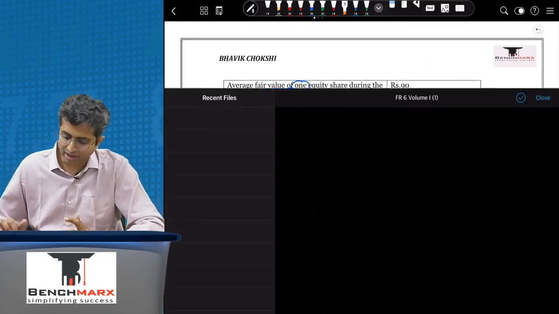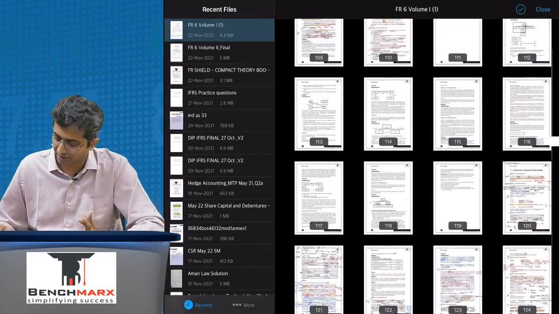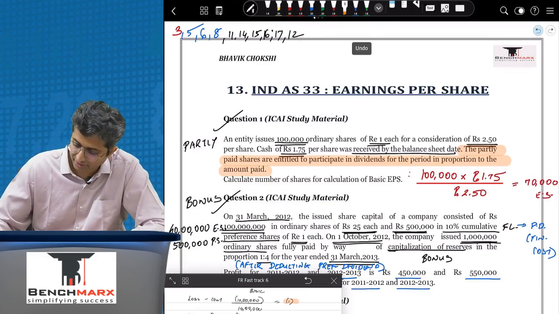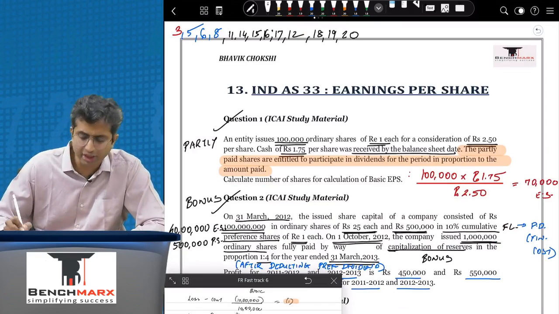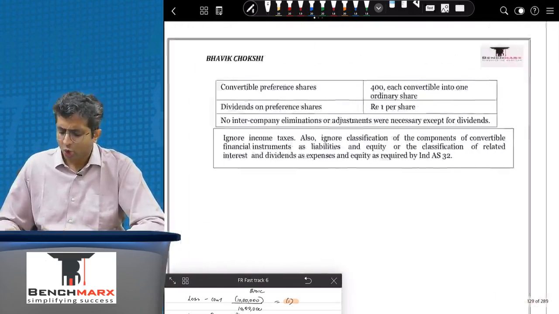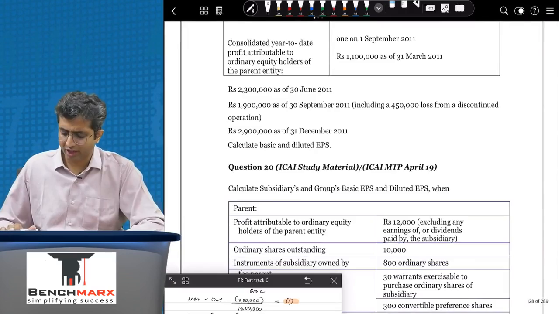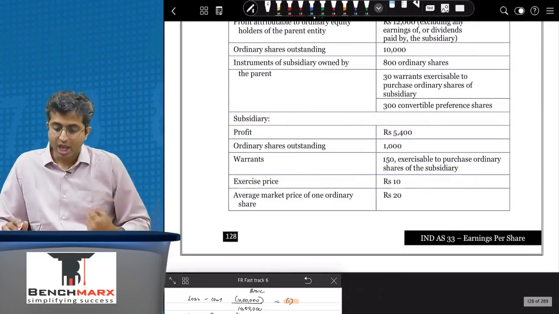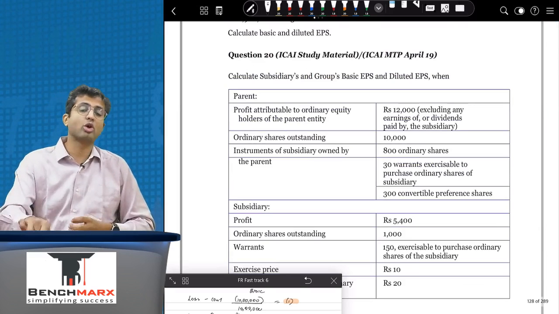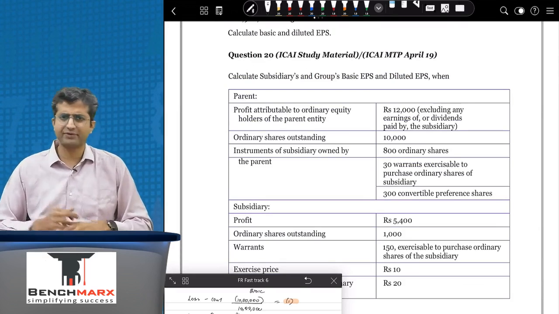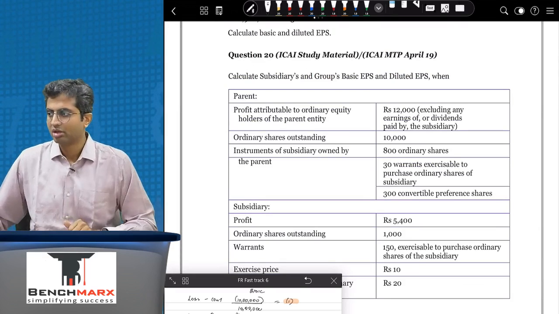19, 20. So let's do one thing, they are all fairly interesting, so you can mark them as important. So after 12 you will have, let's say 17 you have marked, 18, 19, 20. 19 and 20 are fairly complicated. One is on the concept of what you call contingent shares, that is question number 19, and 20 is on the concept of group EPS. So both of these are fairly complicated.